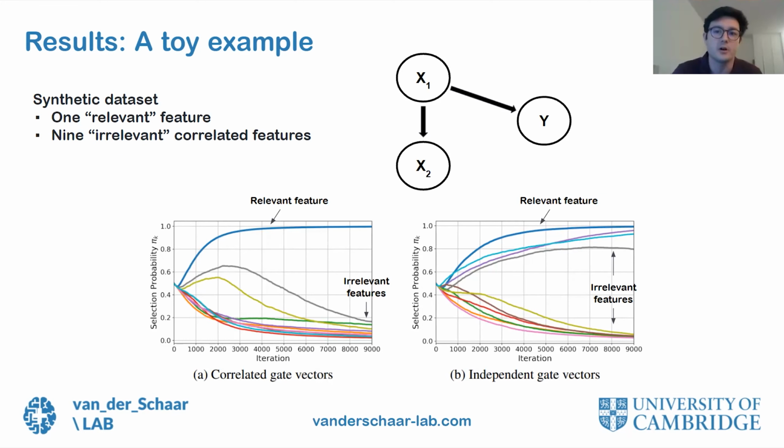To demonstrate our approach, I want to briefly describe an example on a toy dataset. So consider a dataset where only one feature is relevant for the target outcome, but there are 9 irrelevant, highly correlated features. On the left-hand side, using our proposed gating procedure, which uses correlated gating vectors, you can see that the model quickly learns to identify the relevant feature, as well as assigning very low selection probability to all of the irrelevant features. In contrast, on the right-hand side, using independent gating vectors, while the model correctly picks up the relevant feature, it also assigns high selection probabilities to several of the irrelevant features, demonstrating the benefit of our approach.